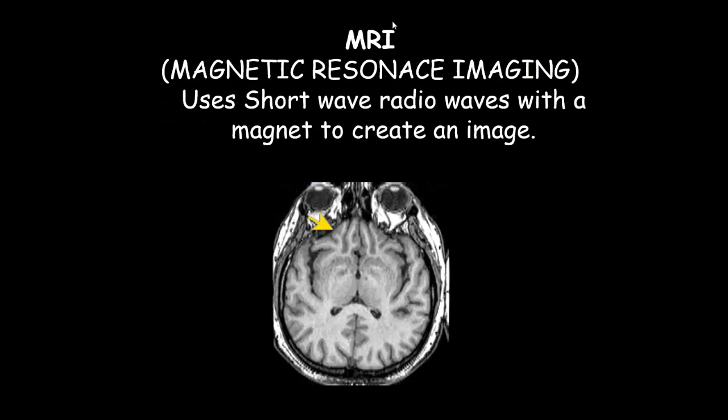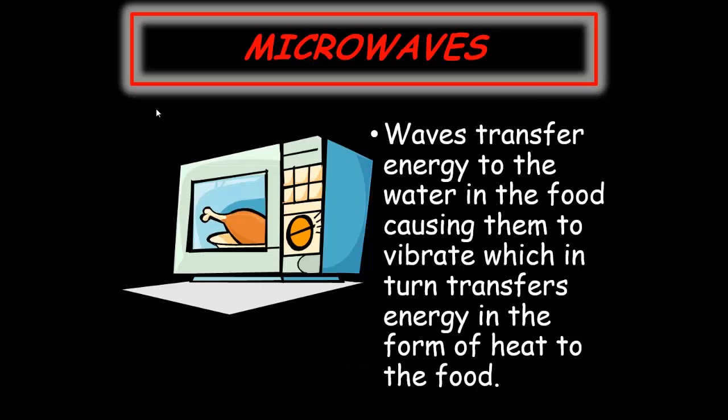Okay, an MRI, believe it or not, when you go to have a medical test called a magnetic resonance imaging, it uses short radio waves to create an image of whatever you're being tested. Microwaves are the next one over. They transfer energy to the water in the food, causing it to vibrate, which forms heat within the food itself. So, microwaves are another example of electromagnetic radiation.